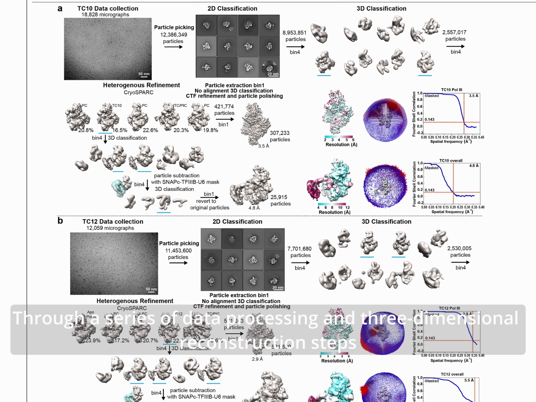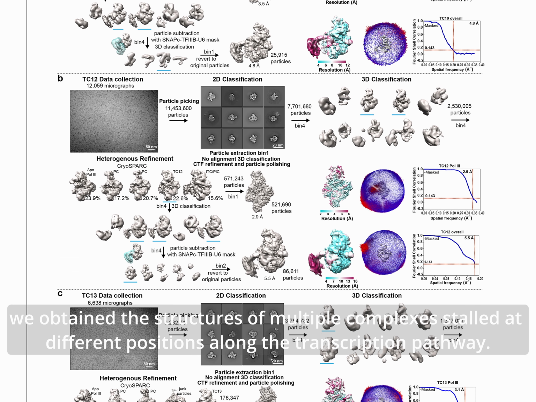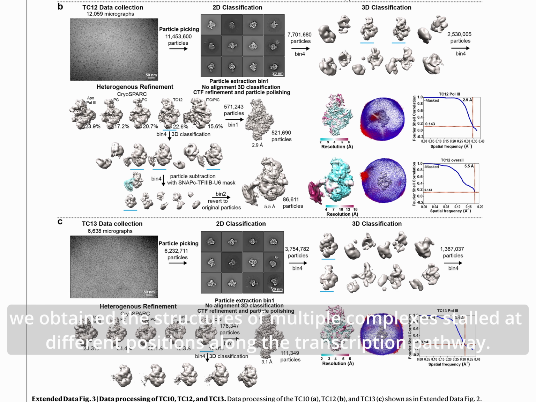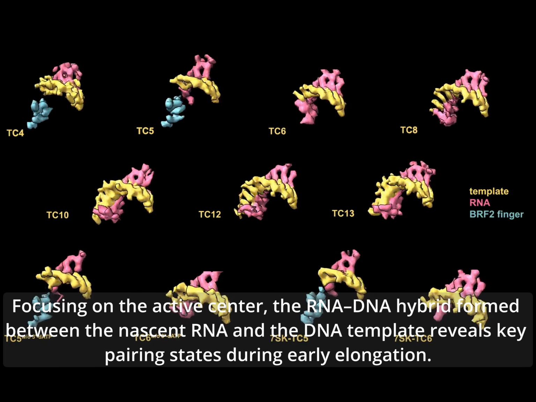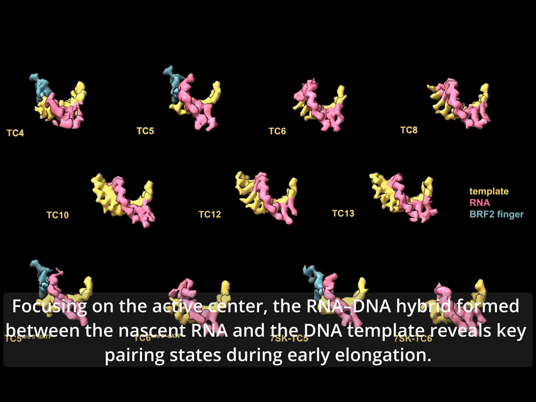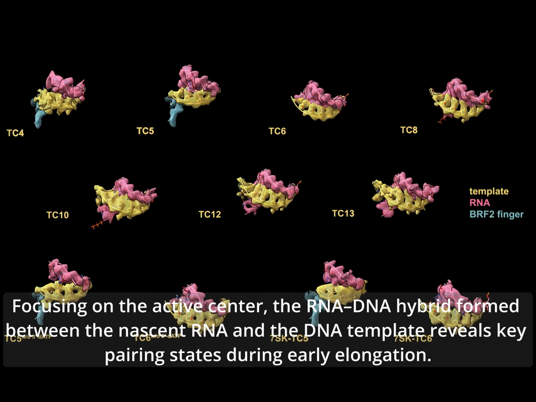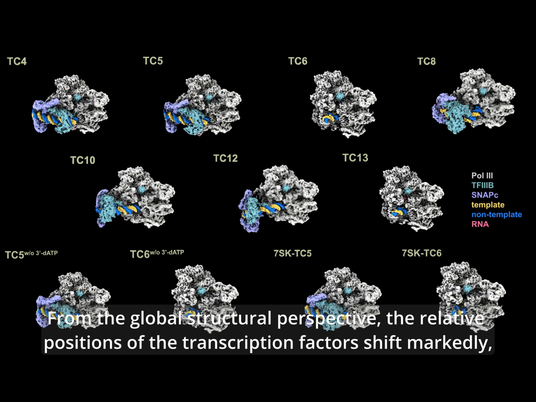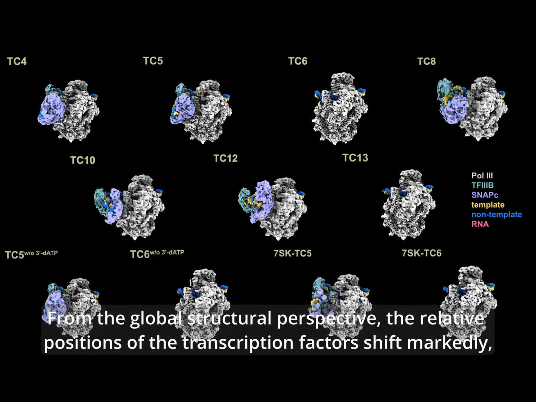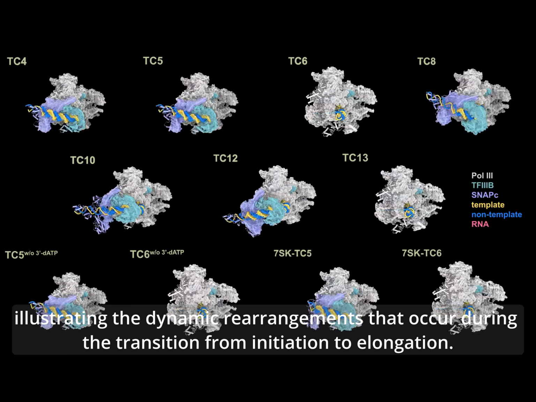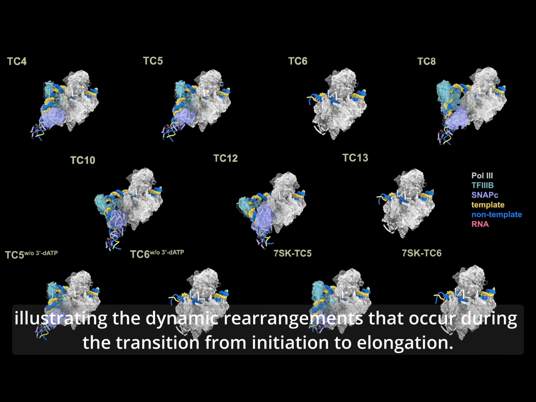Through a series of data processing and three-dimensional reconstruction steps, we obtained the structures of multiple complexes stalled at different positions along the transcription pathway. Focusing on the active center, the RNA-DNA hybrid formed between the nascent RNA and the DNA template reveals key pairing states during early elongation. From the global structural perspective, the relative positions of the transcription factors shift markedly, illustrating the dynamic rearrangements that occur during the transition from initiation to elongation.